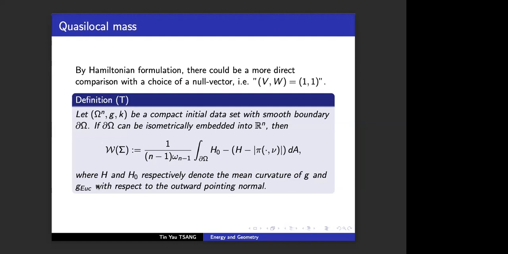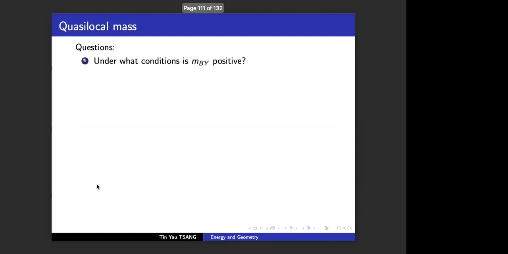Okay, so again, the key point here is that the norm of the boundary energy vector can be directly compared. I would say this is the significance of this quantity. Okay, so I will use it as a transition.